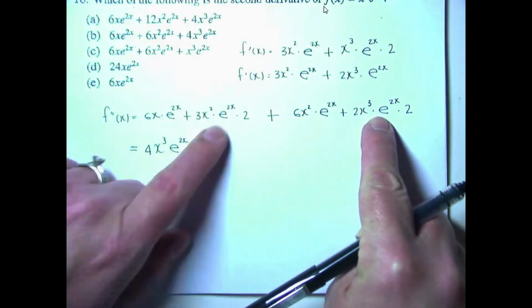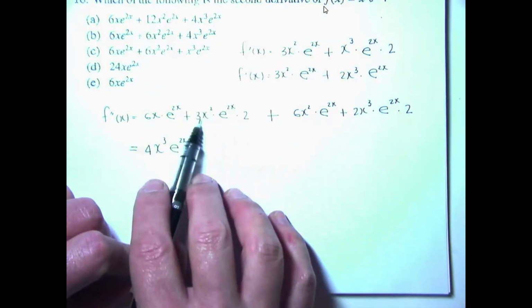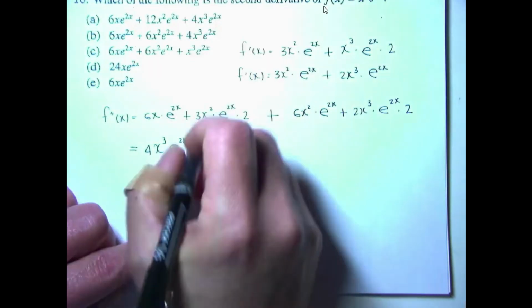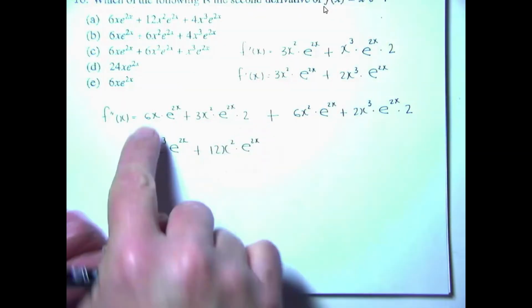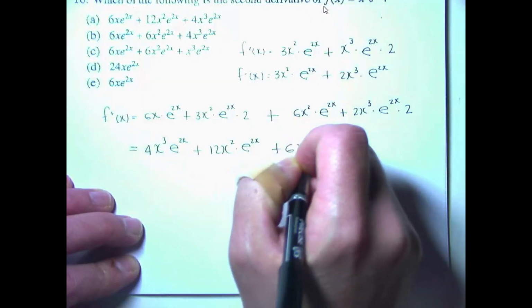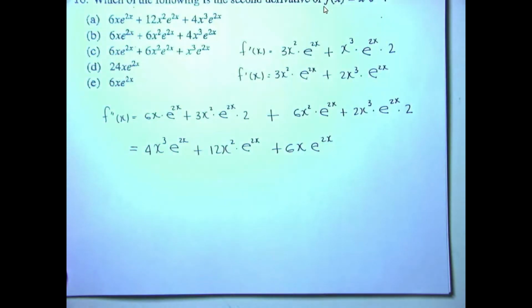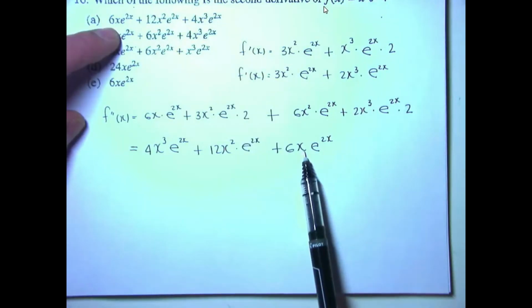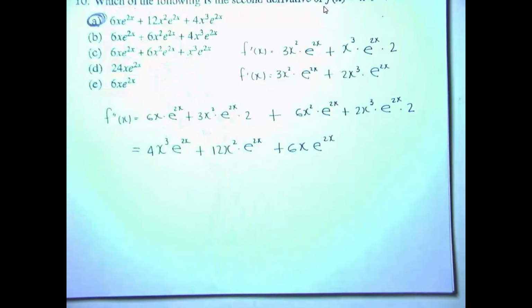All right, the terms that contain an x squared are these two guys. I have, let's see, the 2 times 3, so I have a 6x squared e to the 2x plus 6x squared e to the 2x. So altogether that is plus 12x squared e to the 2x. And then finally the term that only contains the x. So that'll be plus 6x e to the 2x. All right, so the answer that works here is going to be, let's see, the 6x plus 12 plus 4. The answer that works here is answer A.